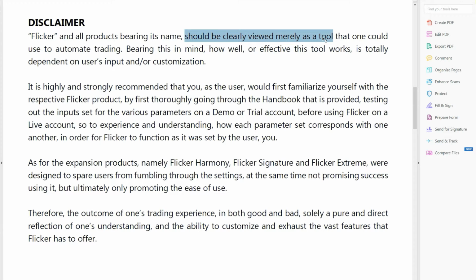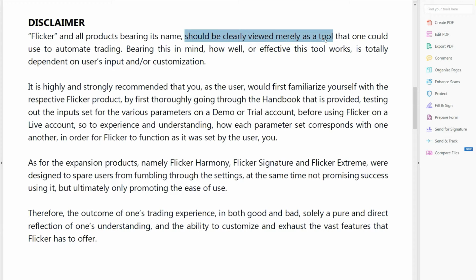A very close example would be a car. A car is a tool. It's supposed to get you to different places, but how one drives it is a whole different thing altogether, how one handles the car, whether the car was taken care of well, or whether that person drove the car recklessly. So it is entirely up to the user at the end of the day.